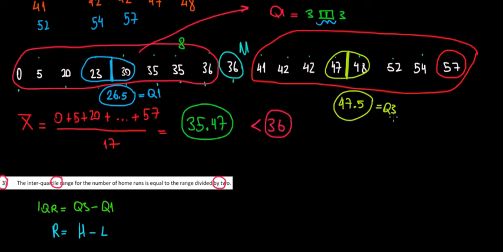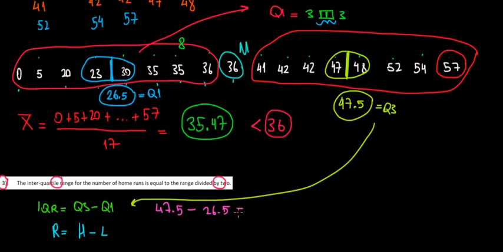This is Q3. Now, what did we say? We said that the IQR, the interquartile range, and these are fancy words, is going to be the difference. So that's going to be 47.5 minus 26.5, and that's equal to 21. Yeah, that's going to be 21. We got one. Now, what's going to be the range?